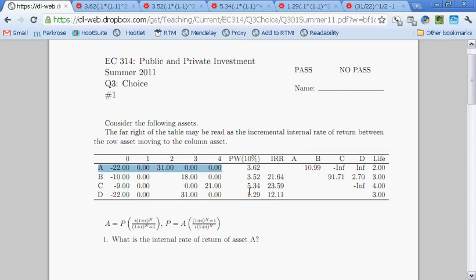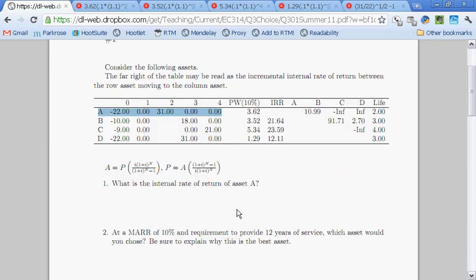Present worths are already calculated for you, and you have to calculate internal rate of return, but these incremental internal rates of return are all calculated for you. So let's go ahead and first start with question 1, which is what is the internal rate of return of asset A? This is one of the easy ones. We just say the present worth of asset A is this when the interest rate is a variable, and then solve for the interest rate that makes the present worth 0.